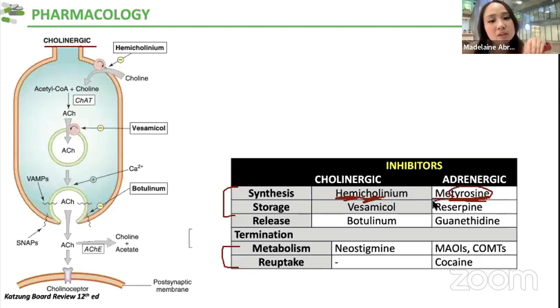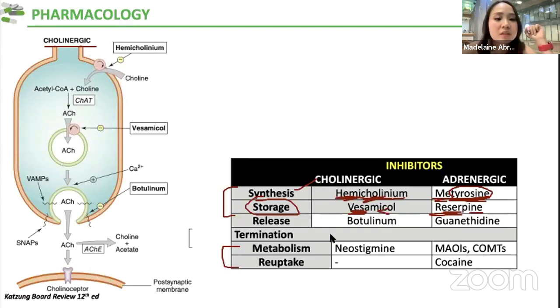Hence, metyrosine is an inhibitor of synthesis because it's not the real tyrosine. So it opposes the real tyrosine. This one, hemicholinium, opposes, di ba, acetyl-CoA plus choline. So you can't form it. That's your synthesis phase. Then storage, to make it easy to remember, vesicle. Vesicle is used to store. Reserve is also known as storage. So vesamicol and reserpine both target the storage. Okay, remember that. Both target the storage. Difference: vesamicol is cholinergic, reserpine is adrenergic.